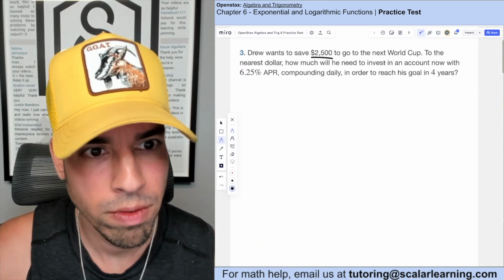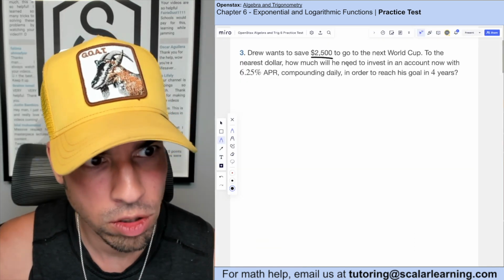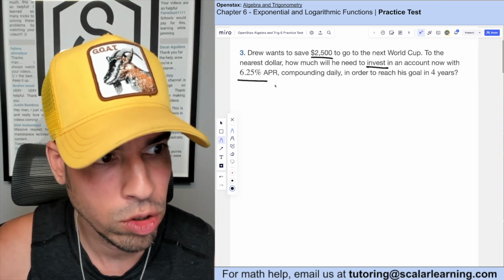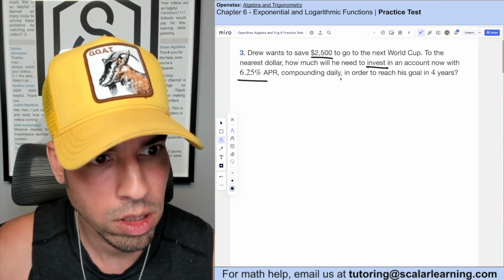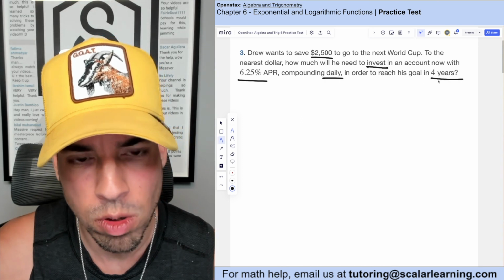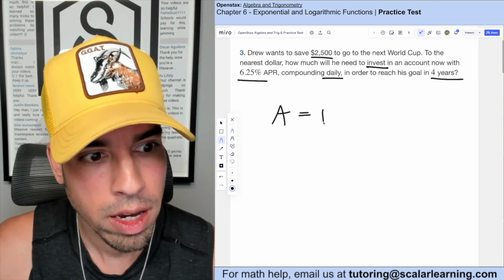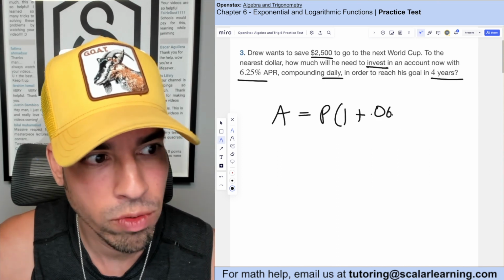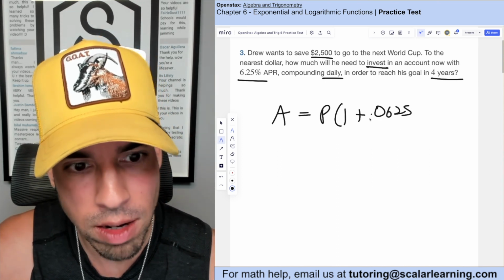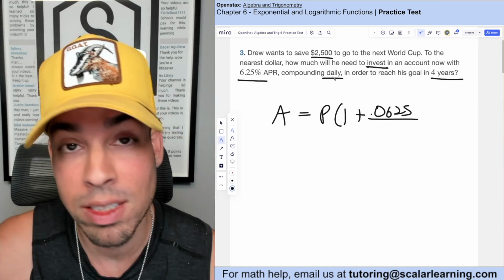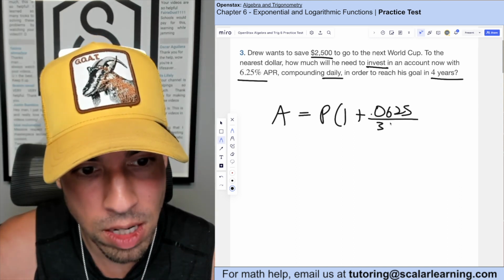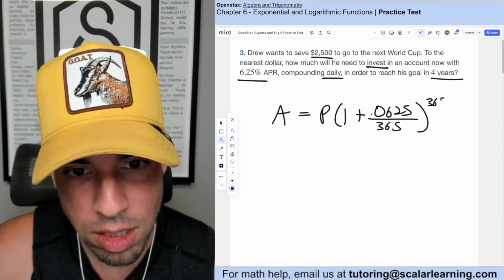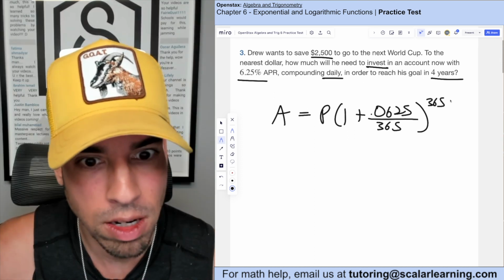Drew wants to save $2,500 to go to the next World Cup. To the nearest dollar, how much will you need to invest now with 6.25% interest compounding daily in order to reach his goal in 4 years? So let's set it up. A equals P times 1 plus that interest rate in decimal format, which is 0.0625, over, when it says compounding daily, that means 365 times per year. So that's what we put as the denominator, raised to the same n value, 365 times t.